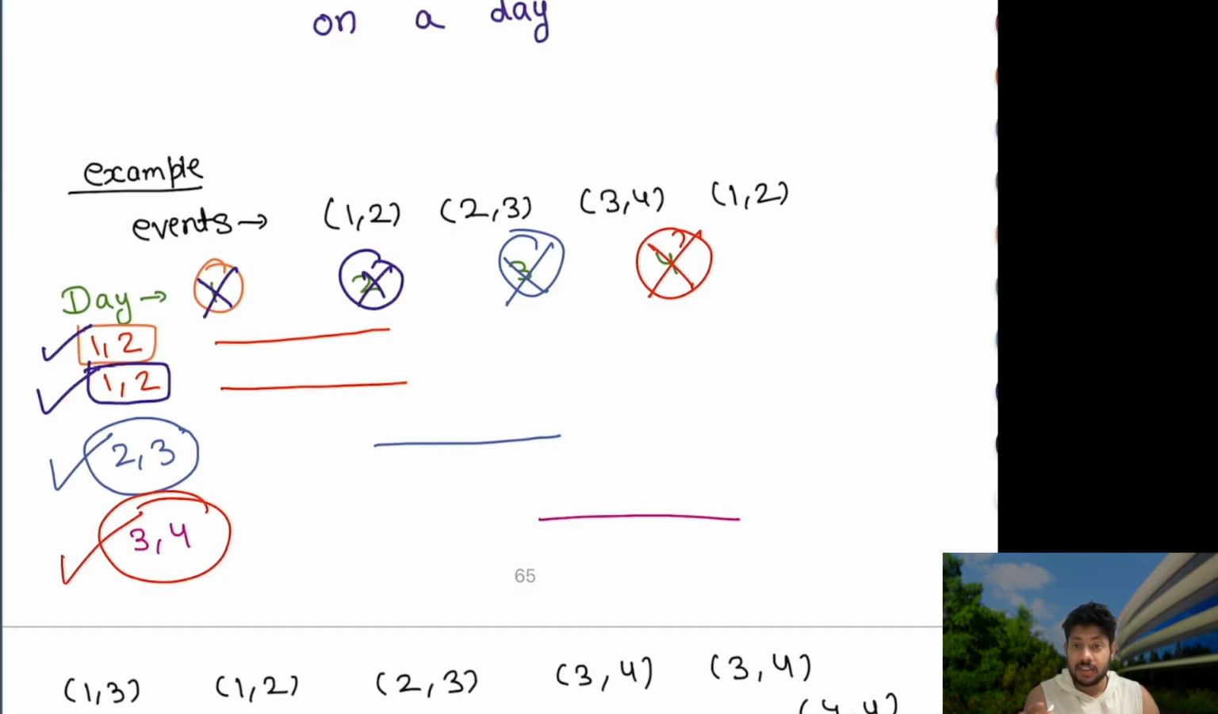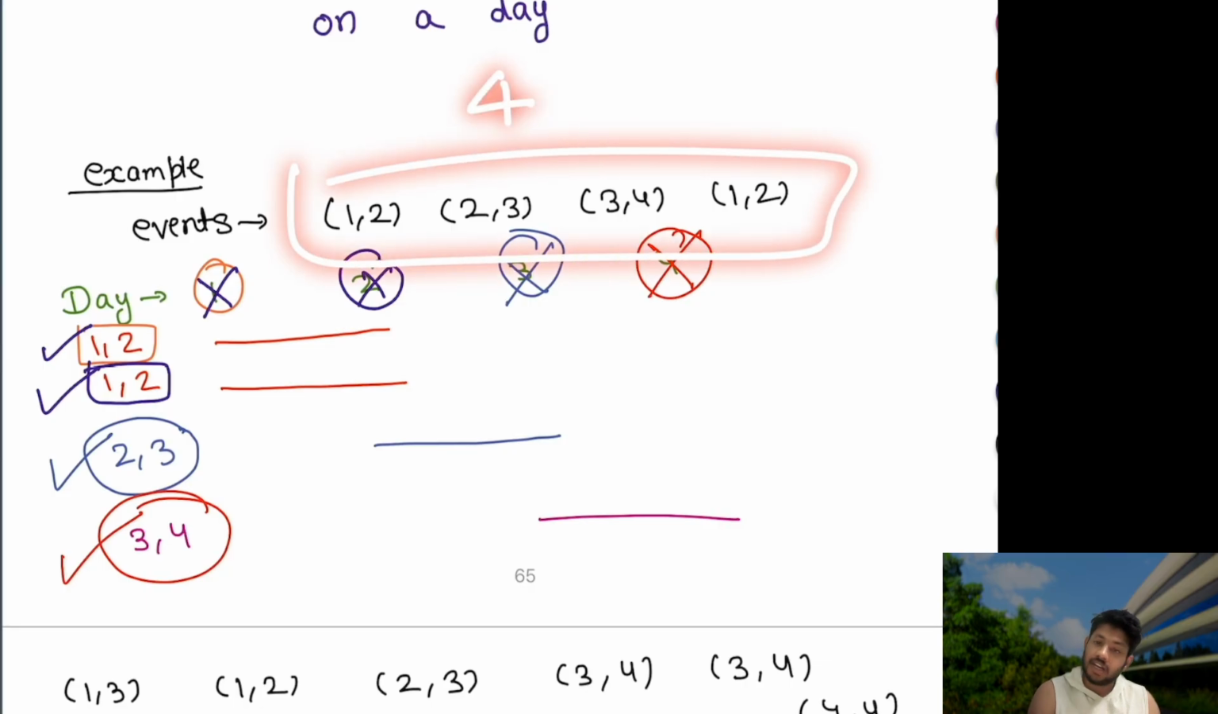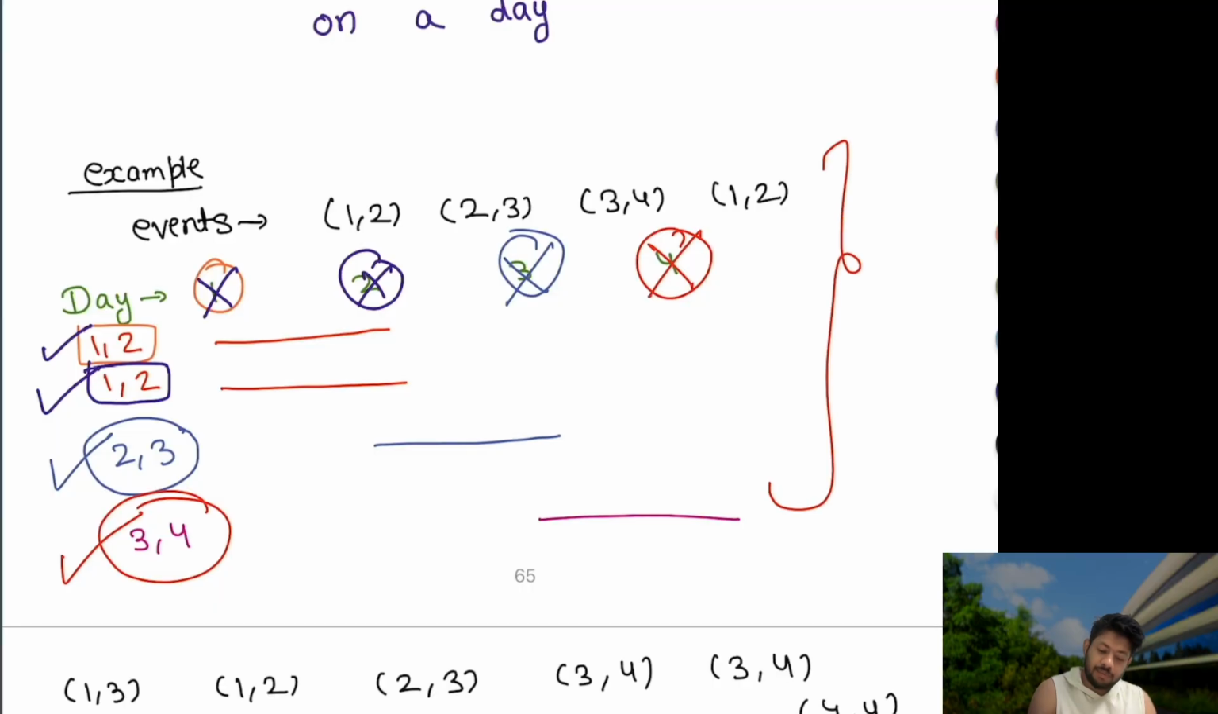So if we are just strategically a bit smart, we can attend the maximum number of events, even all the events, right? In this case there are 4 events. We are able to attend all the 4 events. So the output for this particular input is going to be 4, right?